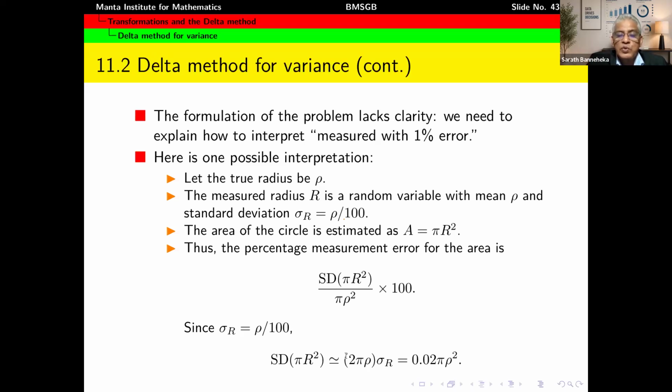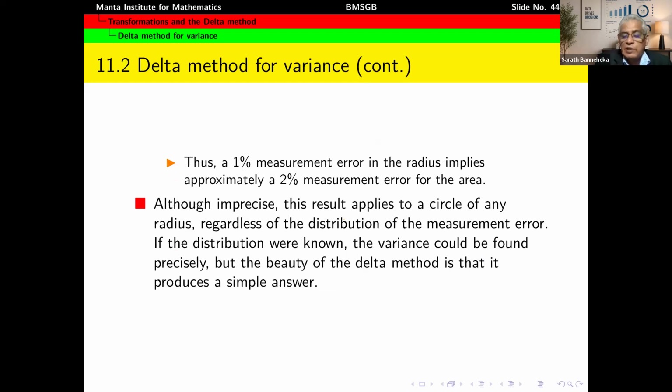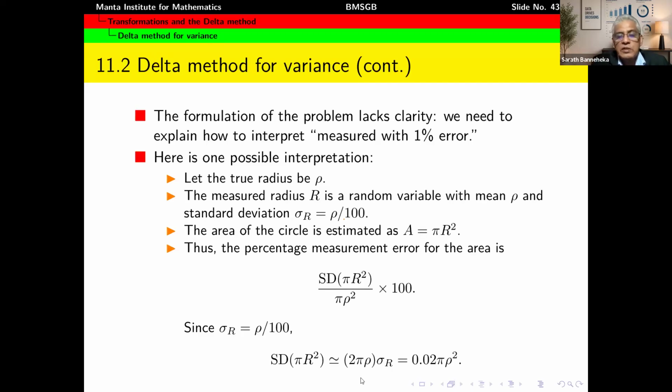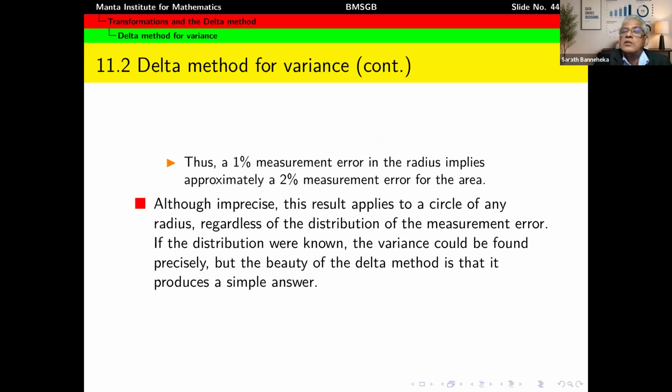So this is g dash mu, right? 2 pi r, and then mu is equal to rho in this case. Times the standard deviation of r, which is rho divided by 100. So this is the standard deviation, this part. If you substitute into this expression, then the value that you get is 2 here, right? You will get 2 when you simplify this. So that means the percentage error of the area, if you take the meaning of error to be the standard deviation, will be 2%.